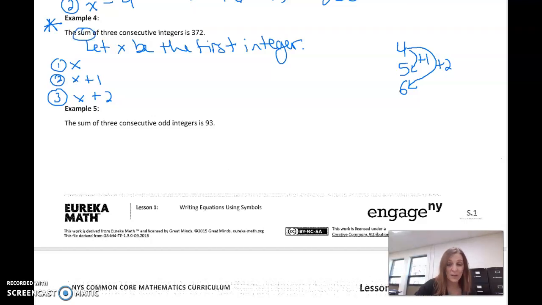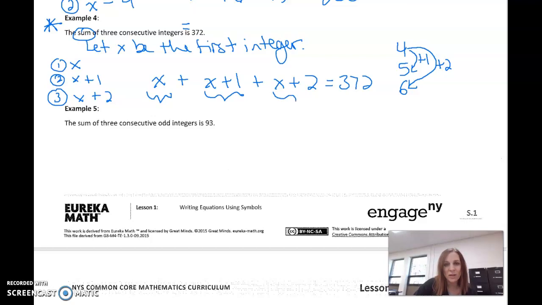Now we have the sum of them. That means add. So now I'm just going to add them together. X plus 1 plus x plus 2. And there's the word is, equals 372. And you can see we have all three of our integers taken care of.